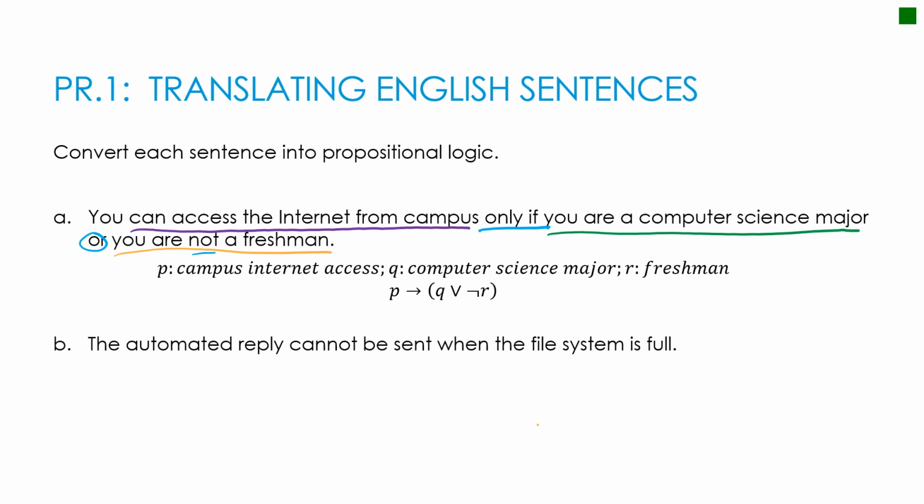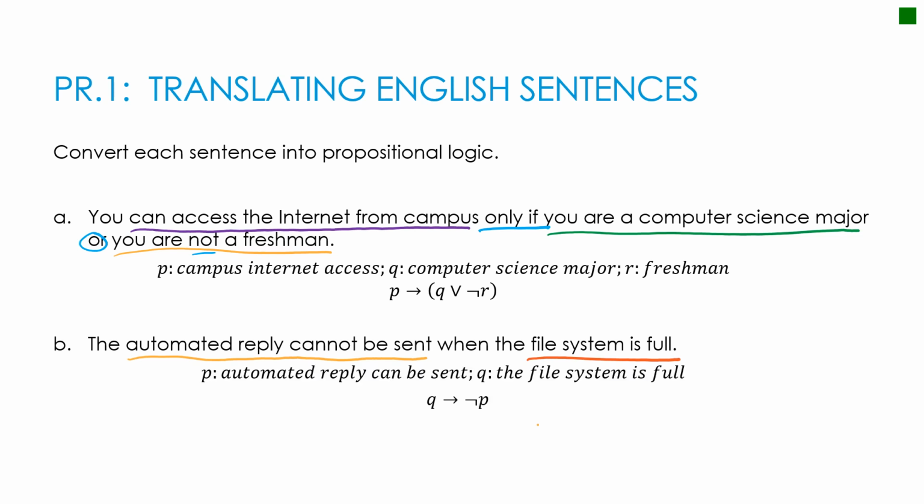The second one: the automated reply cannot be sent when the file system is full. So we've got automated reply sent, and file system is full. P could be automated reply can be sent, and Q, file system is full. Then notice we're saying if Q, then not P. So if the file system is full, then the automated reply cannot be sent. Again, we don't negate it until we get to this step.